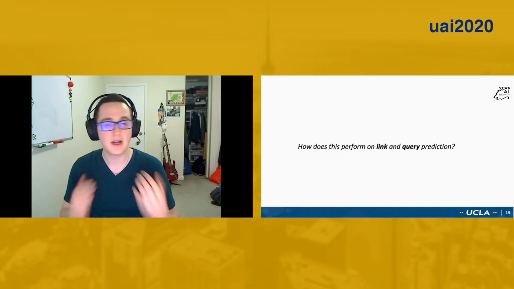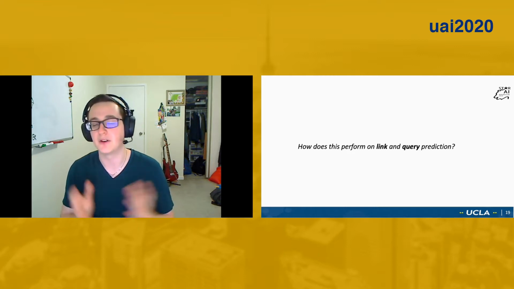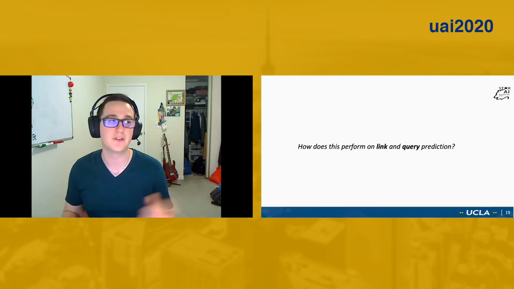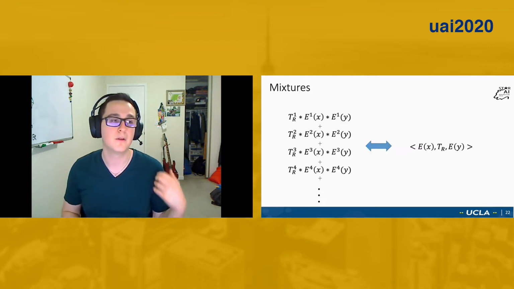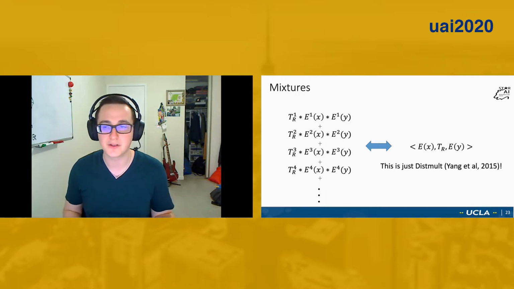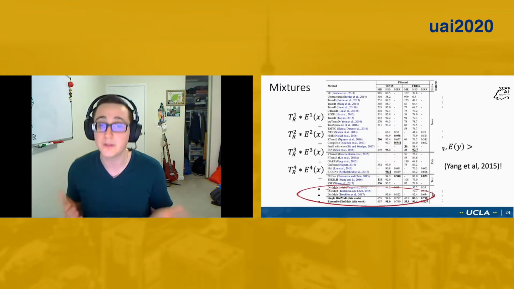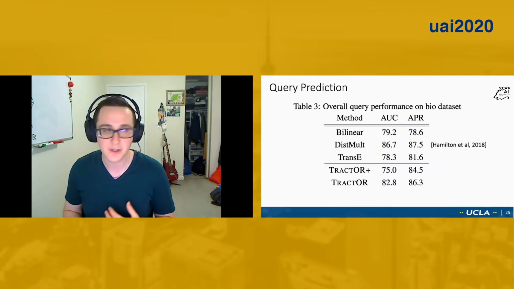Okay, so how does this perform on link and query prediction? We know now in principle that it should be expressive and efficient. So how does it do? Well, in terms of link prediction, we can show that this mixture is essentially equivalent to DistMult, which is an existing link prediction algorithm, and in fact one of the best ones out there. So our model will do well on link prediction.